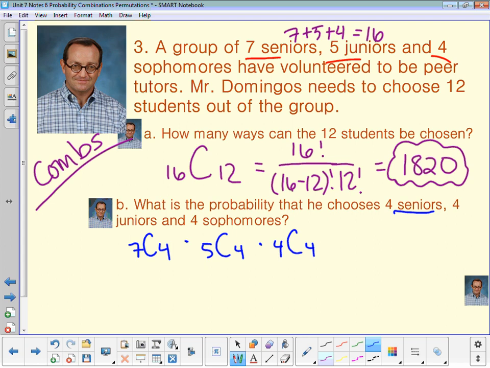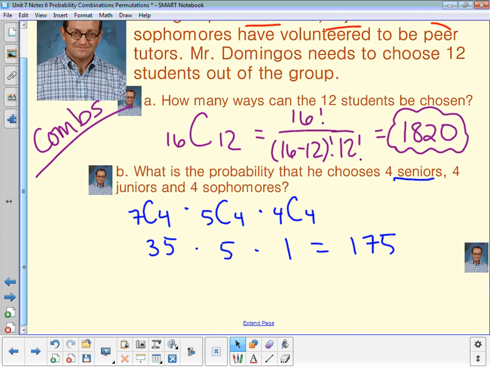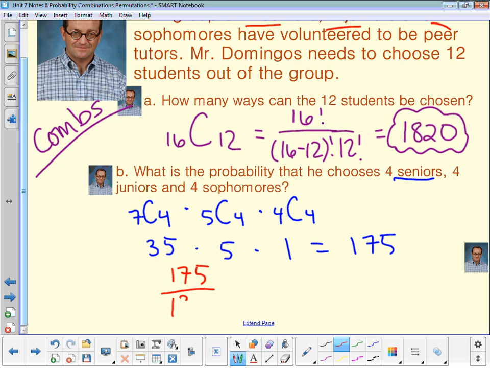Now you're going to want to go through and calculate all 3 of those. When you calculate all 3 of those, you end up with 35 here, 5 there, and 1 there. Multiplying those together, 35 times 5 times 1 ends up being 175. Okay, so there's 175 ways that you could get 4 seniors, 4 juniors, 4 sophomores. To find the probability, I would take 175 and divide it by my total number of ways, 175 out of 1,820. You end up getting 0.096 for your probability.